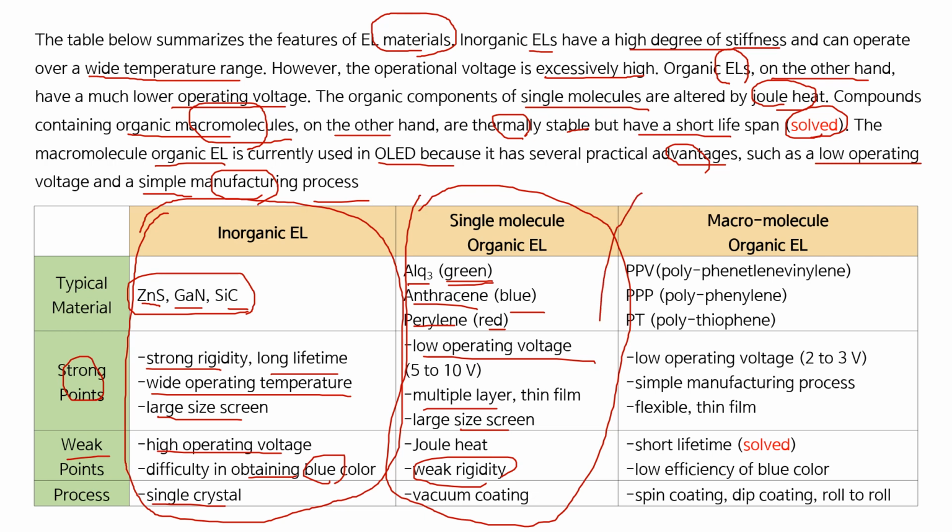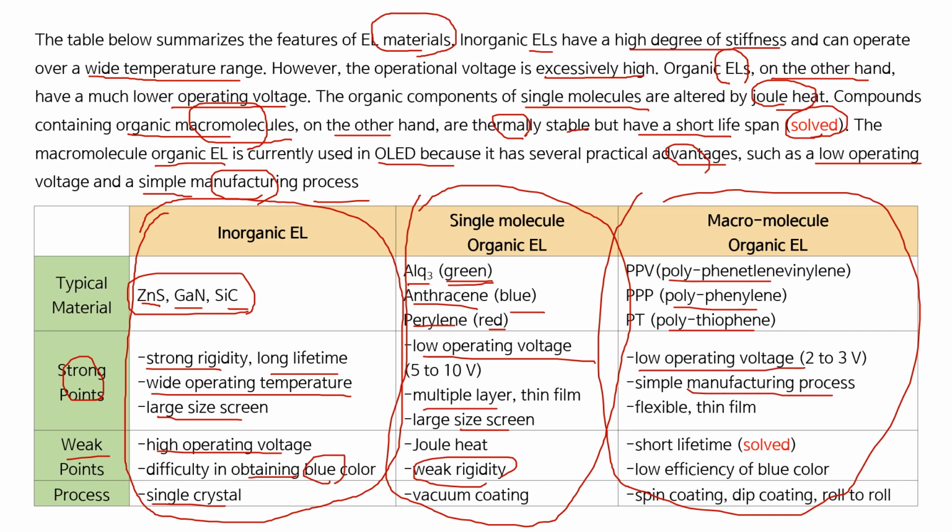And this column shows the macromolecule organic EL. So we have this kind of materials and strong points: low operating voltage, simple manufacturing process, and flexible and thin. Short lifetime problem is solved. Low efficiency of blue color. So various processes can be used.